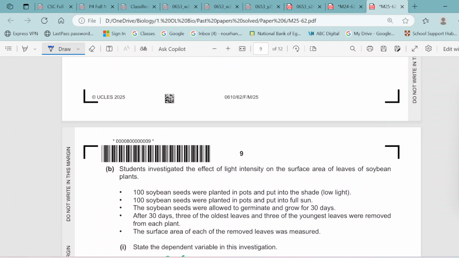Question B, investigated the effect of light intensity on the surface area of the leaves. I am going to change the light intensity and measure the surface area. This is the independent and this is the dependent variable.